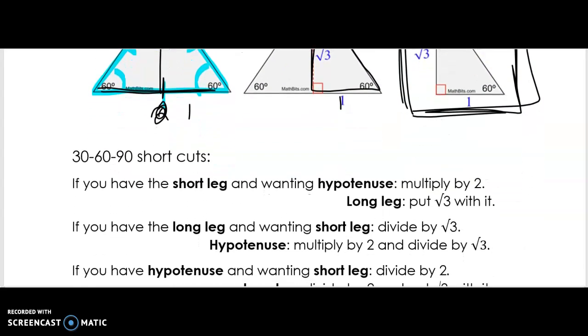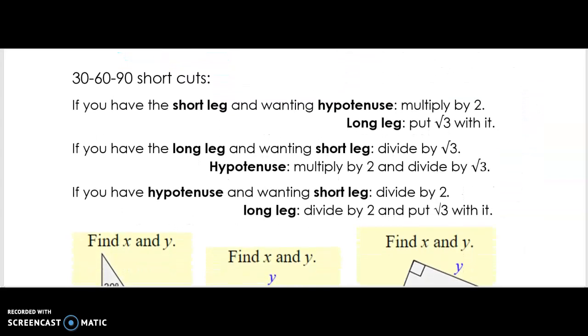There are other ways to find these answers, and I kind of gave you some shortcuts, but because we haven't spent a lot of time simplifying square roots, I think this is going to be the easier way for me to tell you what's going on. So, 30-60-90 shortcuts.